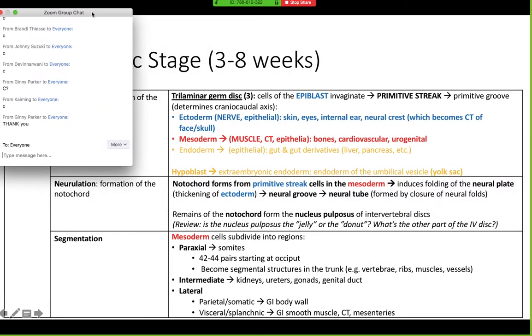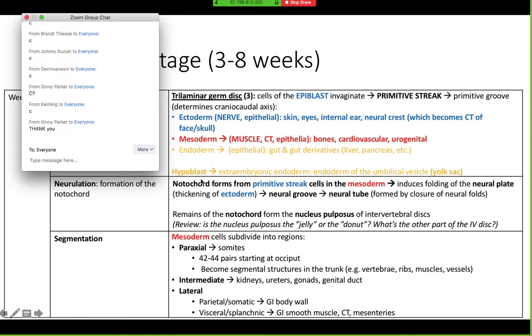Okay, so neurulation. So it's going to be the notochord that forms the primitive streak cells in the mesoderm, and this is what's going to induce the folding of the neural plate. Okay, so you have the neural plate folds, and you have the neural groove forming the neural tube. It's going to be the remains of the notochord that form the nucleus pulposus of the intervertebral disc.